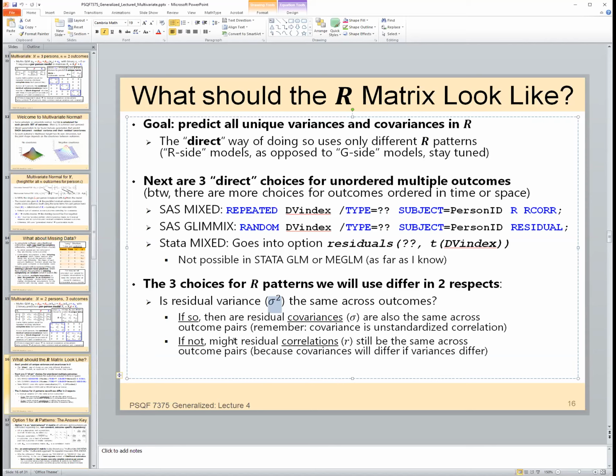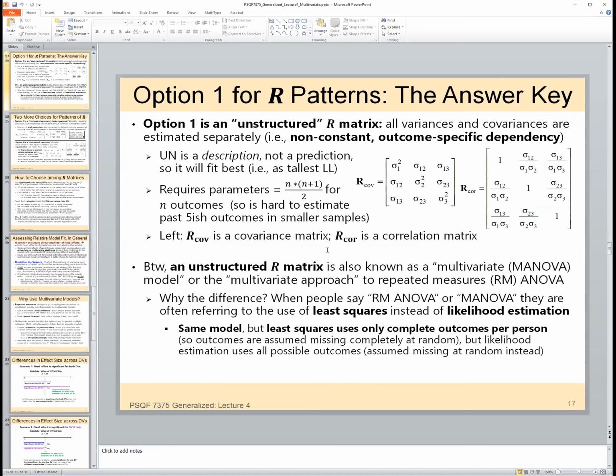So this is a bit abstract, but let me try to show you what the patterns are that you would be choosing from. So option 1 here is the answer key. This is what's known as an unstructured R matrix. Unstructured, that term means everything just gets to be what it wants. There's no constraints whatsoever.